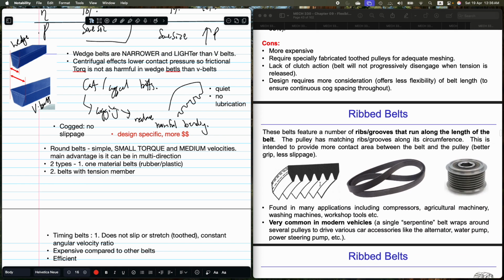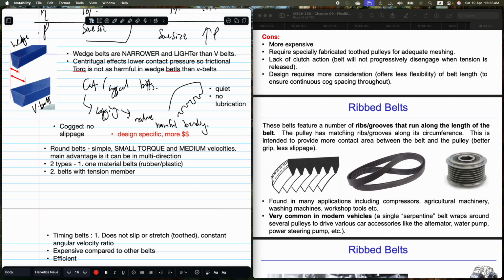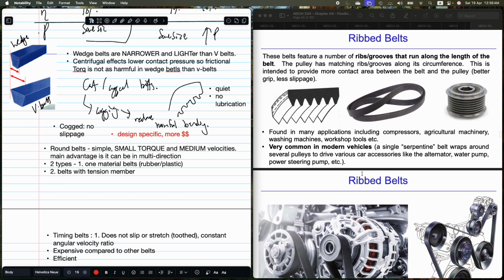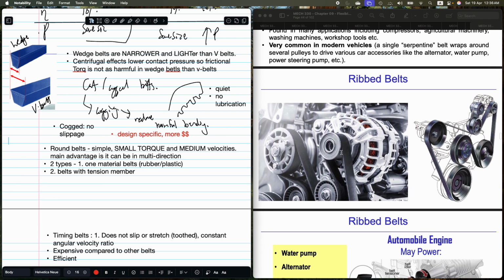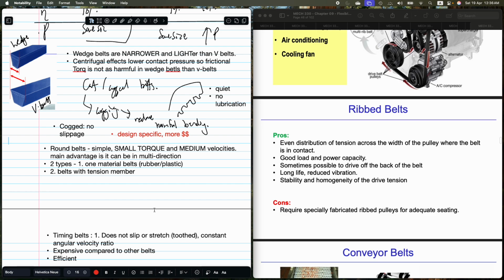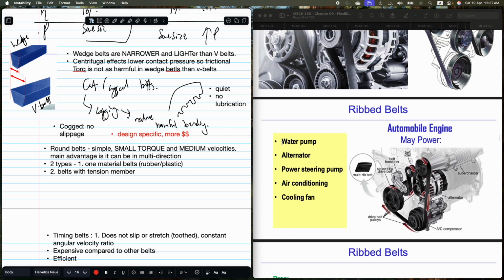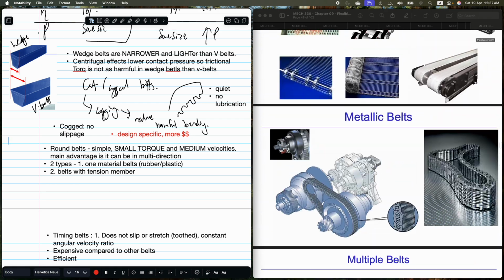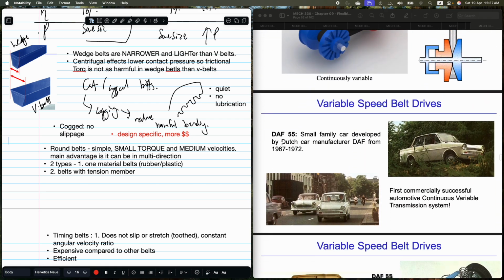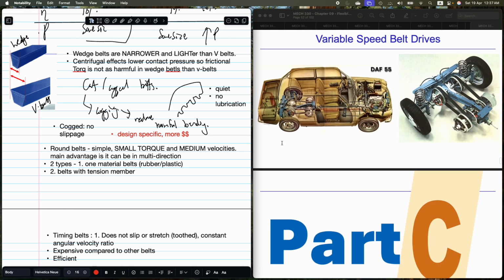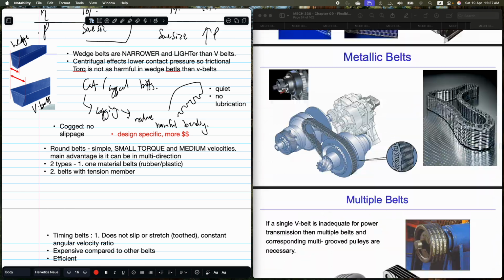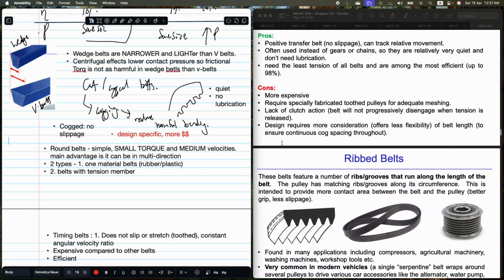Okay, rib belts. So these belts feature a number of ribs or grooves that run along the length of the belt. The pulley has matching ribs. Okay, found in many applications. Very common in modern vehicles. Okay, so I'm just going to attach one picture, and then write what we need to look at. Hold on, what other belts are there? Oh, okay, we're almost done with part B. I think part C is just theoretical, which we'll quickly cover. Okay, cool. So rib belts.